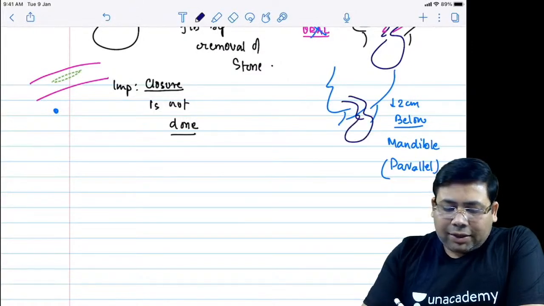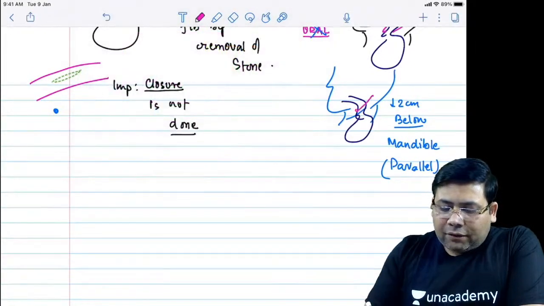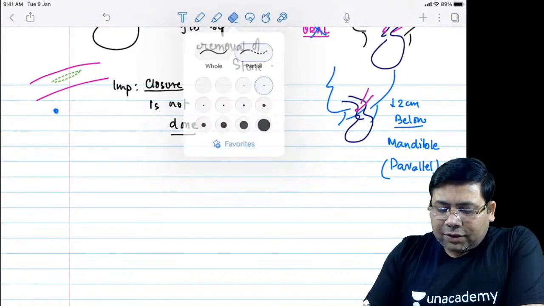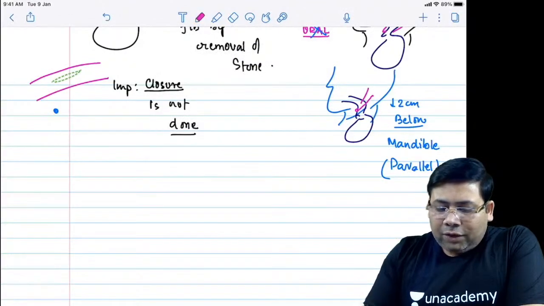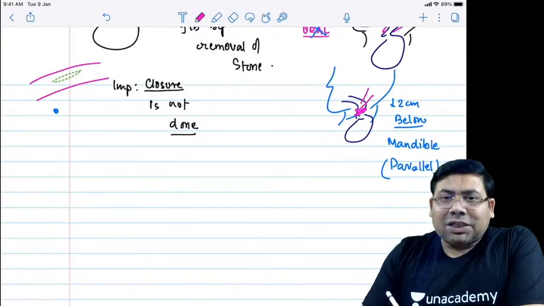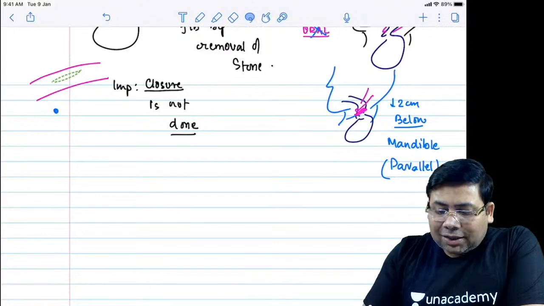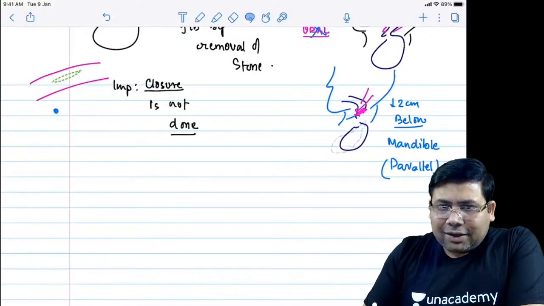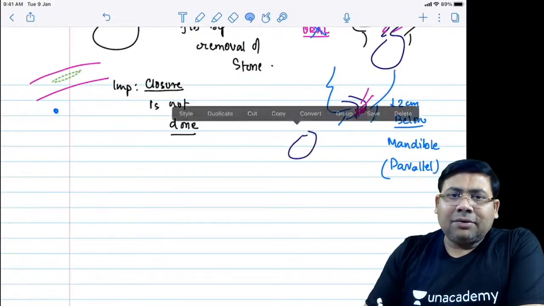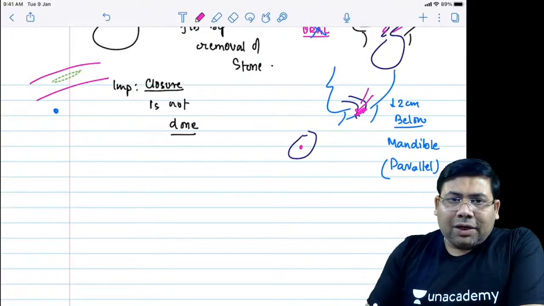And this is how the gland is. Yeah. This is where the nerve is. Yeah. So what is the first task that you have? You will ligate the duct as high as possible under vision, and you will excise the gland and the stone along with it. So are you getting this or no?